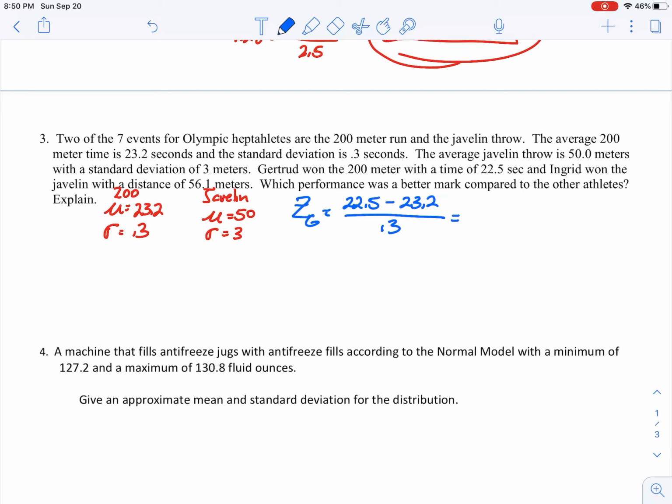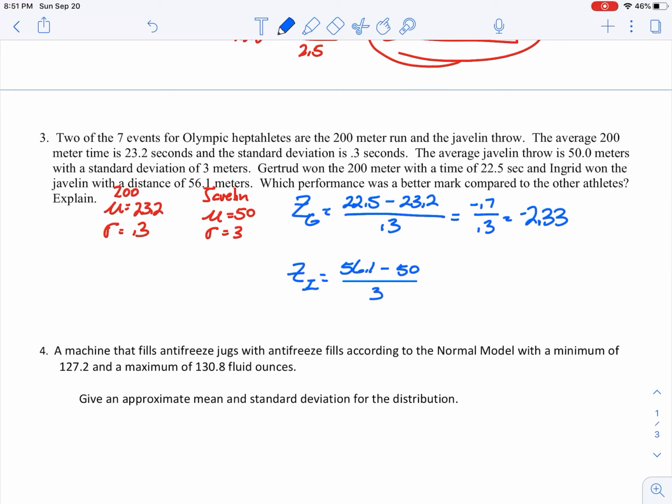So again, we have to take the time for me to type this into my calculator. 22.5 minus 23.2 is negative 0.7 divided by 0.3. So negative 0.7 divided by 0.3 gives me a z-score of negative 2.33. So we can say she was very, very fast compared to her other runners. Okay? So now we also need a z-score for Ingrid, who threw the javelin. She threw the javelin 56.1 meters. But we expected her to throw it 50 meters.